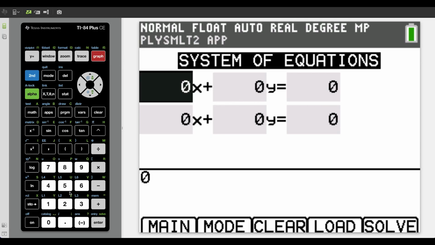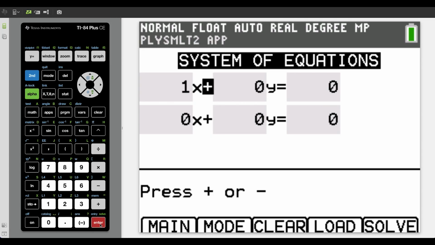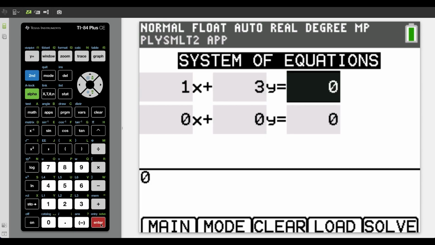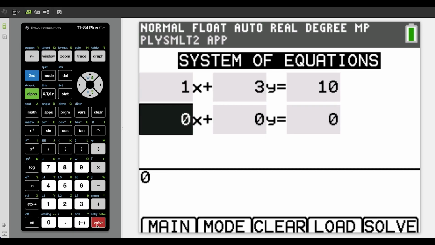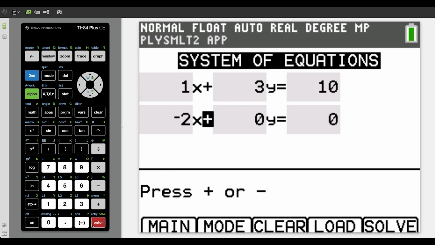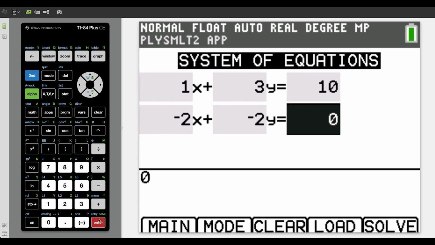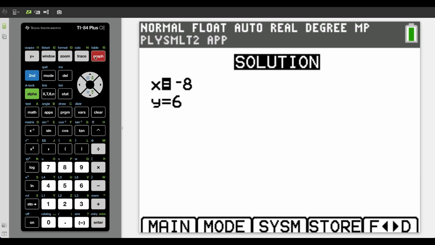Now the equation from the question was 1x. So press 1, enter, and we can just press enter here to go to the next part. And it was a 3y, so we press 3, press enter, and that was equal to 10, that first equation. The next equation was negative 2x, plus negative 2y, equals 4 like this. We could have also written minus 2y, but this will be fine. Now that it's all set, we just press graph, and the solution here is negative 8, 6.